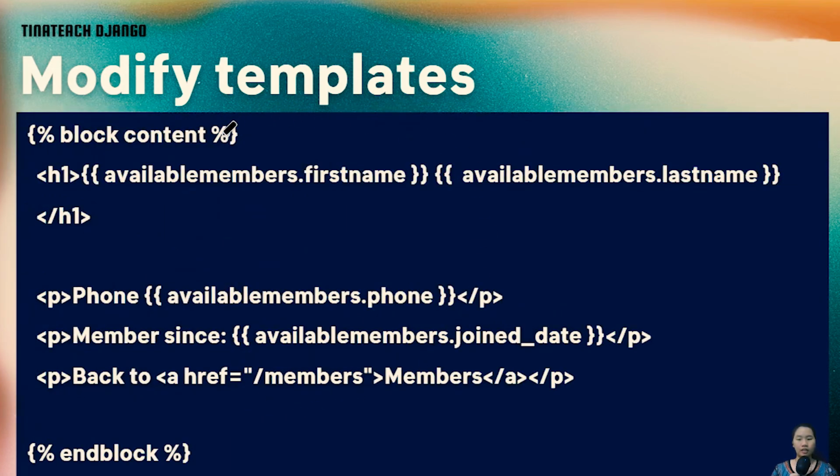Okay, and then we have first name, last name displayed as the heading 1. Then we have phone, available members phone, members since, join date, and then a link back to the template that has all of the first name and last name of all available members, and then end block.